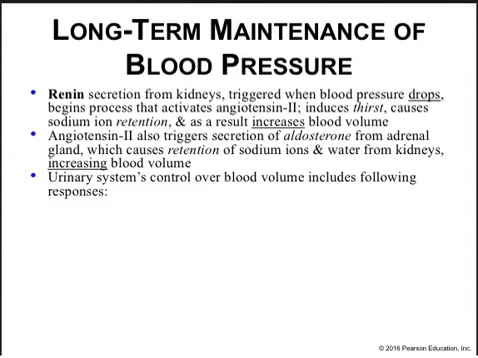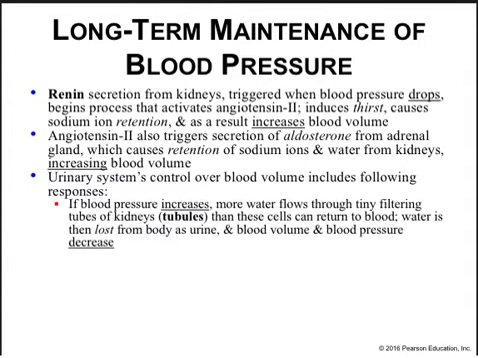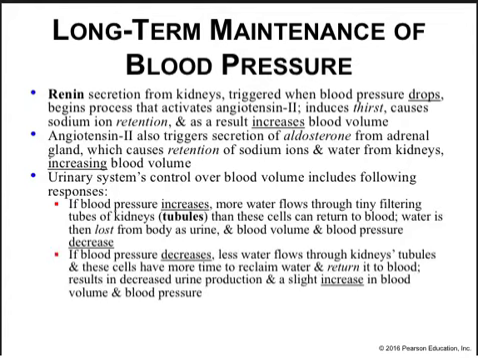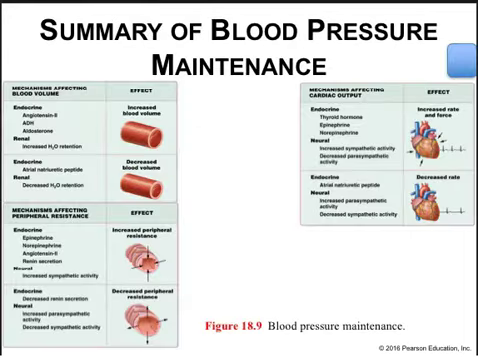The urinary system's control over blood volume includes: if rising blood pressure is indicated, more water will flow through the tubules of the kidneys than those cells can return to the blood. The water is lost from the body as urine. The blood volume and blood pressure go down. If the blood pressure decreases, less water flows through the kidney tubules, and these cells have more time to reclaim water and return it to the blood, and this results in decreased urine production and an increase in blood pressure and volume.